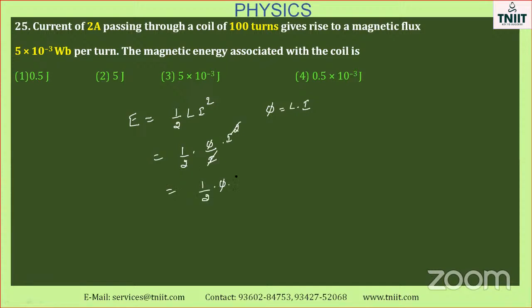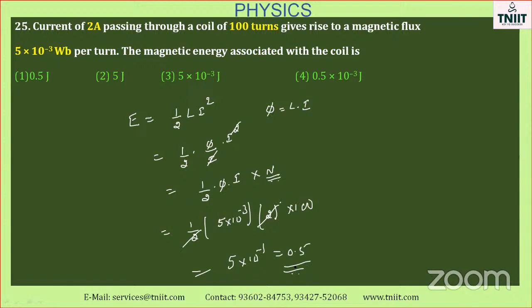Half flux into I, which is equal to half of, what is the flux? 5 into 10 power minus 3. What about the current? 2. This is for how many turns? 100 turns. So into N, where N is the number of turns. So this 2 and 2 will get cancelled out. So 5 into 10 power minus 1, which is 0.5. So what is the energy? 0.5 joule. Option 1.